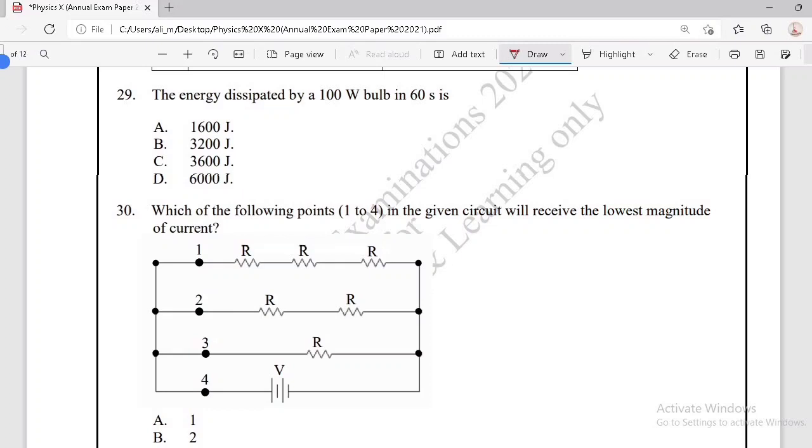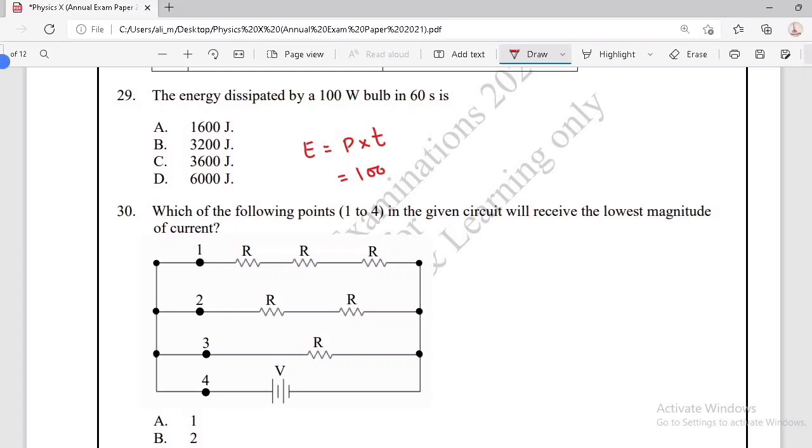Now let's see question number 29, and in 29 the question is the energy dissipated by a 100 watt bulb in 60 seconds. So the formula for energy is equal to power multiplied by time. So power is 100 and the time is 60. So the result would become 6000 joules. So the correct answer for 29 will be option D.